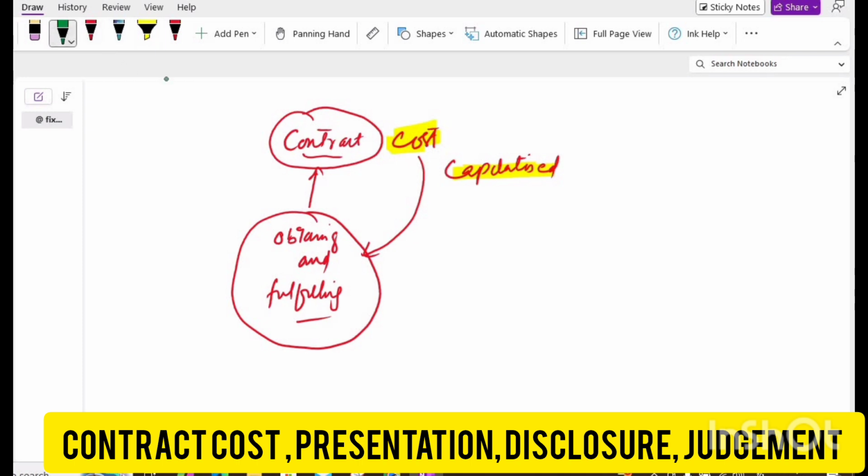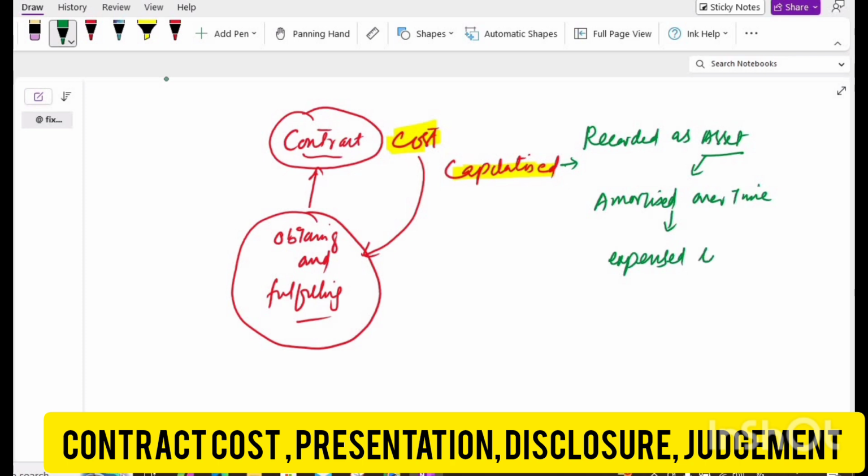What do we mean by capitalization? By capitalization, we mean that you have to record it as an asset. And once you record this asset, then definitely you have to amortize that asset over time. So the amortized amount should be expensed to profit or loss.